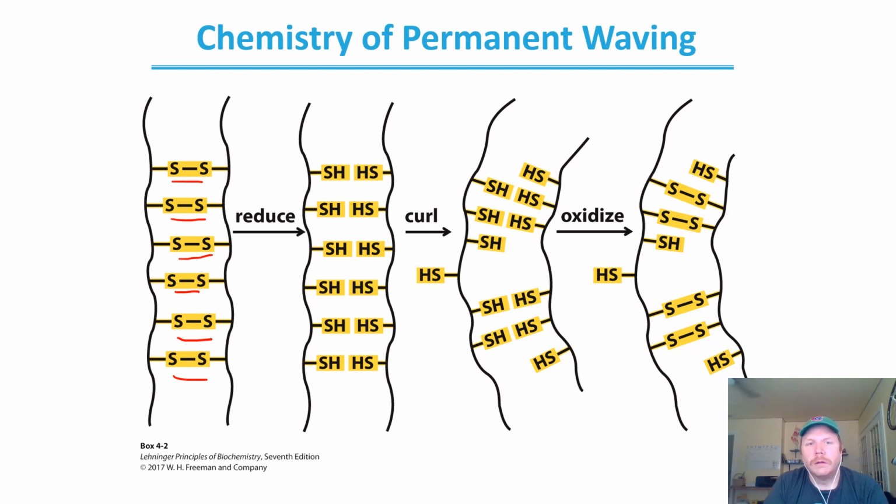So anyway, you would reduce those disulfide bonds, so you have these cysteines with the sulfhydryl groups, and then ultimately you could rearrange them, you could curl them and oxidize them. So the treatment to, I guess a perm, I think, I'm not really a hair person. So basically the curling of hair is the result of disulfide bonds being formed.